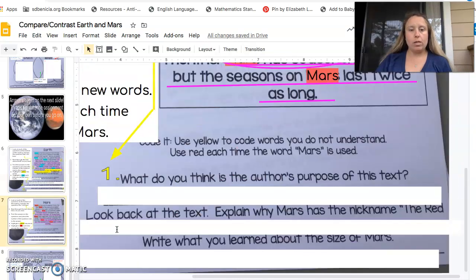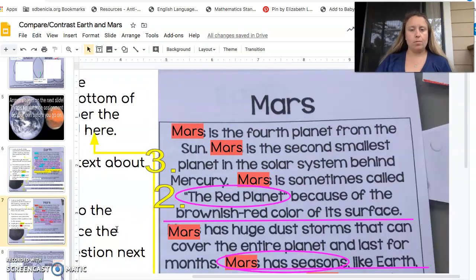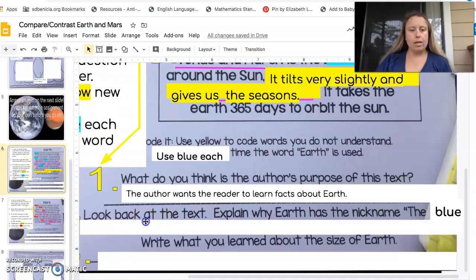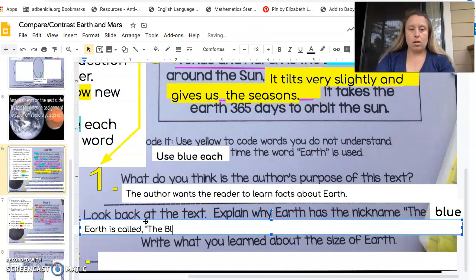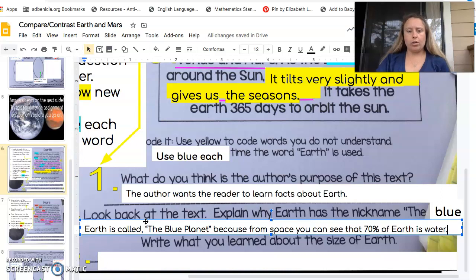So now I'm going to go down to the bottom. There we go. And I'm going to answer this question. Earth is called the blue planet because from space you can see that 70% of Earth is water.